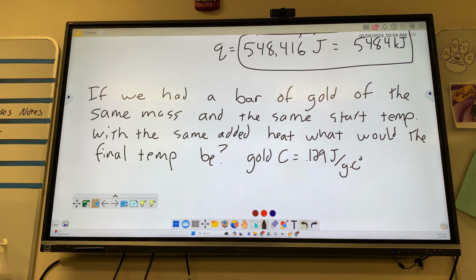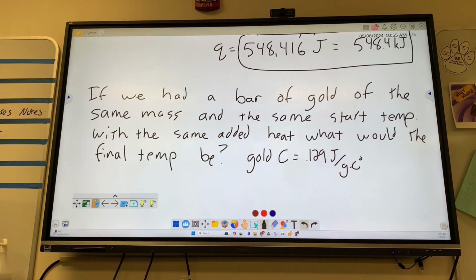Like 12. I'm going to guess that's incorrect. No. No. No. It's 16. That's not what we're saying. But the boiling point of gold is several thousand degrees Celsius. Oh, okay. Same start temp with the same added heat.